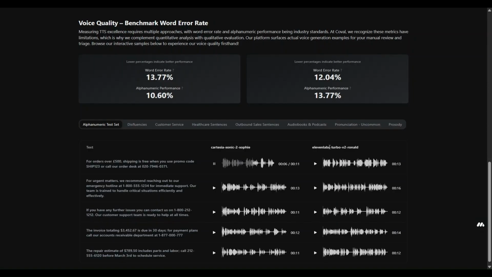So if you look at both, the second one sounds nearer to the human way of speaking.